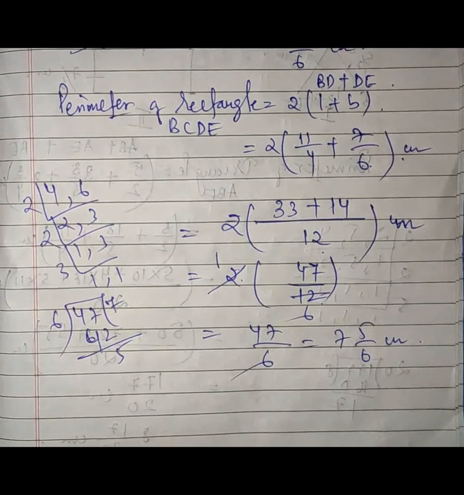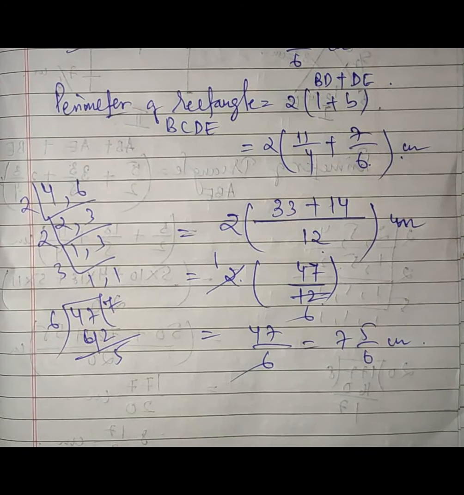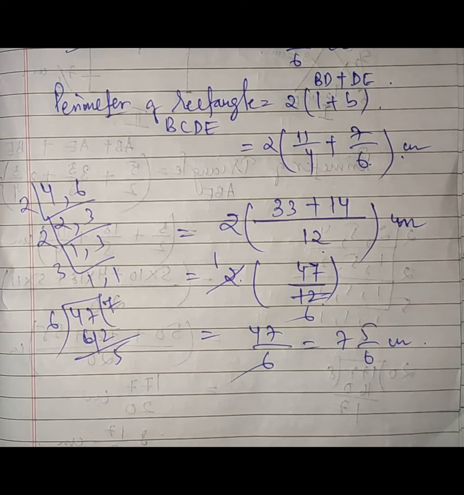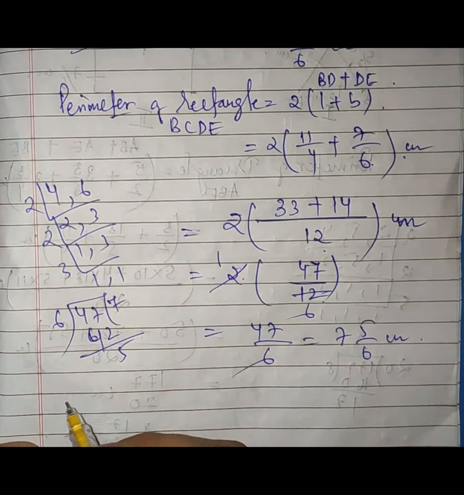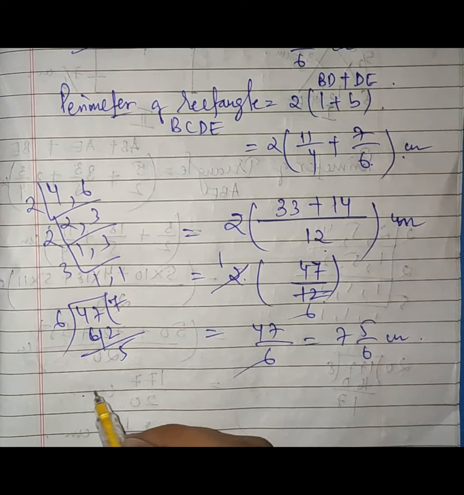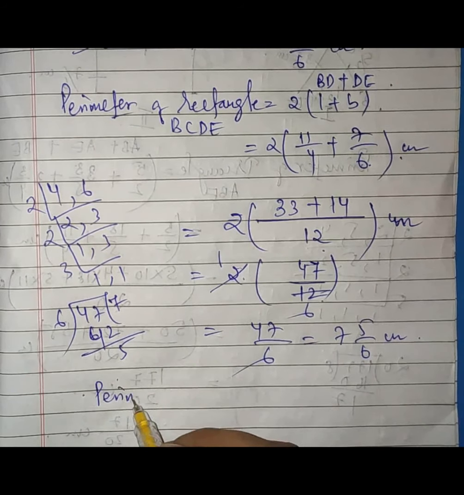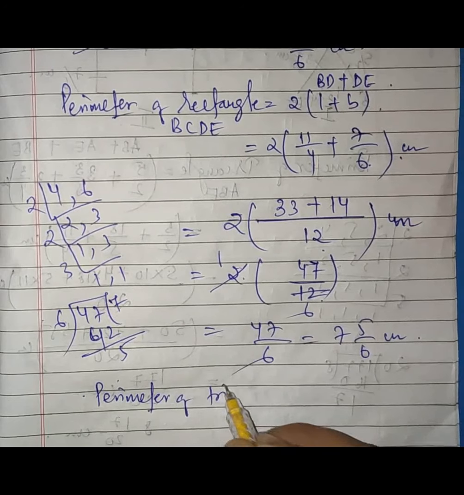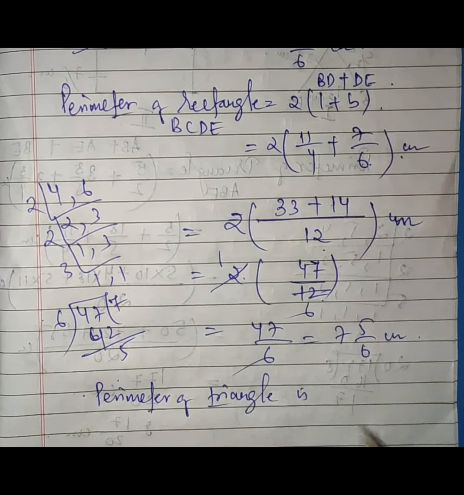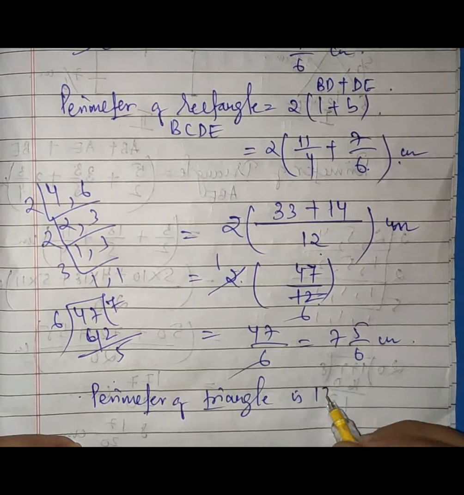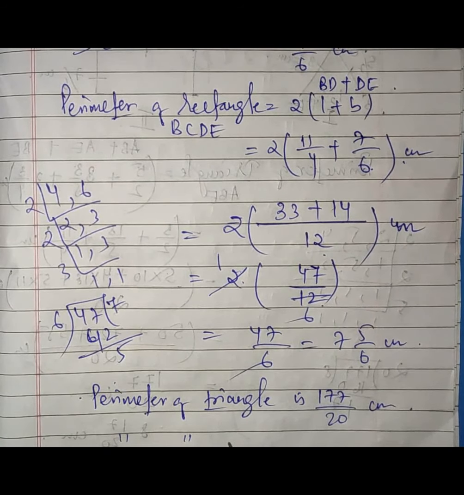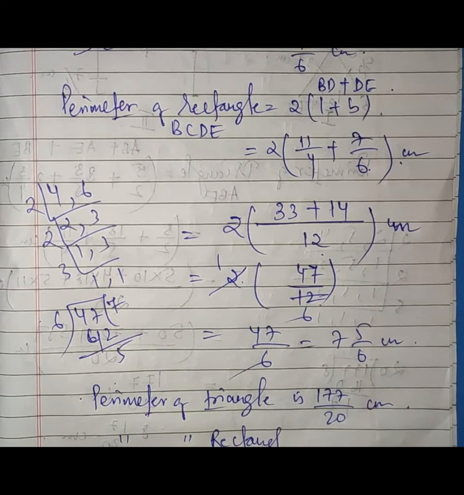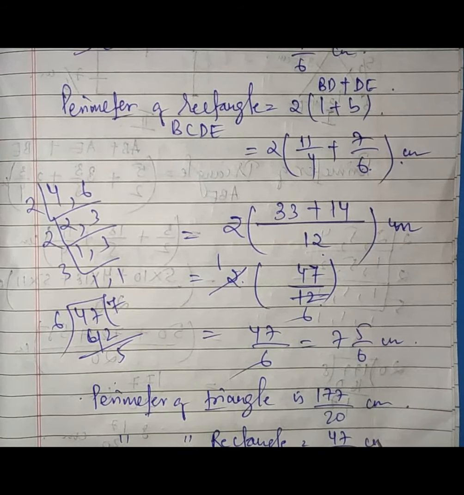Alright. So now our next question is, we have to consider which perimeter, between the rectangle and the triangle, will be greater. So first of all, we will consider the triangle. Perimeter of the triangle is 177 by 20 centimeter, and similarly the perimeter of the rectangle is 47 by 6 centimeter.